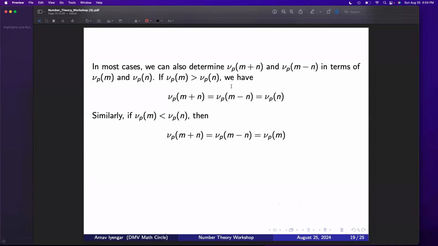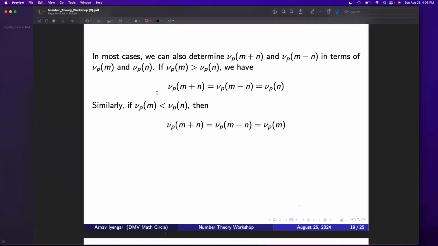So yeah, if vp of m is greater than vp of n, we get vp of m plus n has to be vp of n, just because any power of p dividing m and n also has to divide n, but any prime power that doesn't divide n, that divides m, it'll divide m, but it won't divide n. And similarly, the same thing holds if vp of m is less than vp of n.